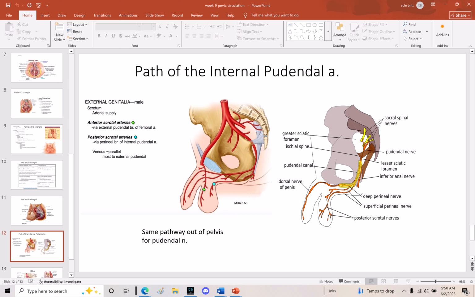Then here are our nerves, S2, 3, 4, which come together to make our pudendal nerve. Now, pudendal pelvis. And I think I should have a picture of the differences between male and female.